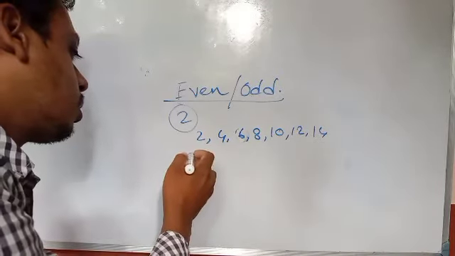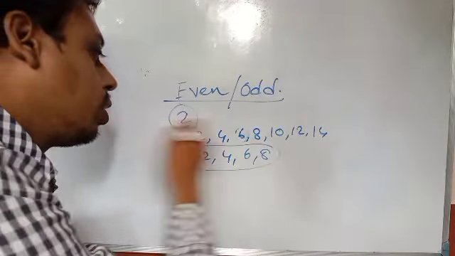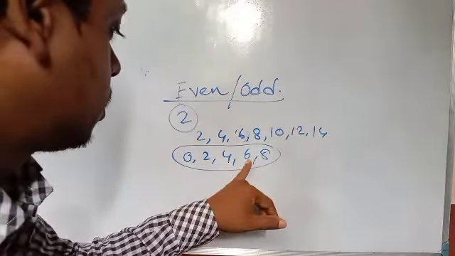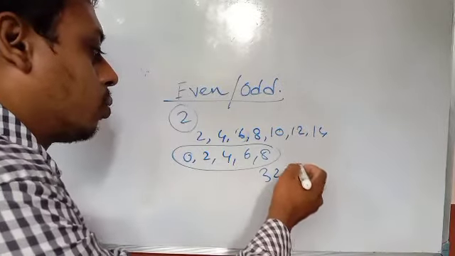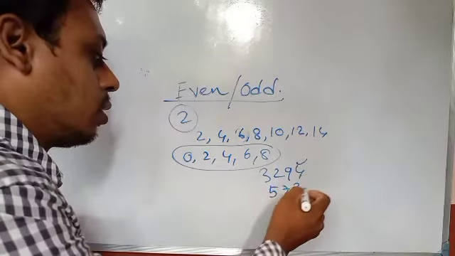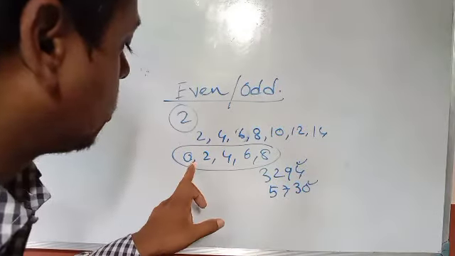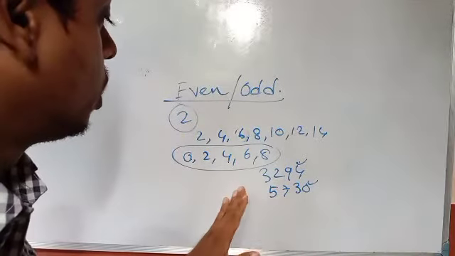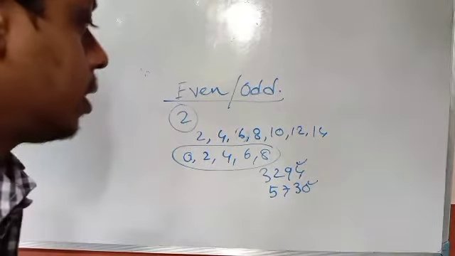If there is 0, 2, 4, 6 or 8 in the unit place, or one place, suppose 3, 2, 9, 4, 4 is there, or 5, 7, 3, 0, 0 is there, so if you find 0, 2, 4, 6 or 8 in this unit place, then the number will be divisible by 2, and the number will be an even number.